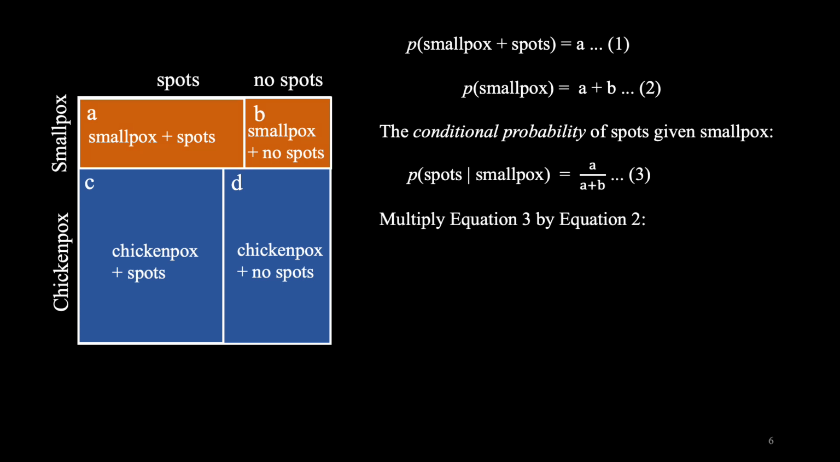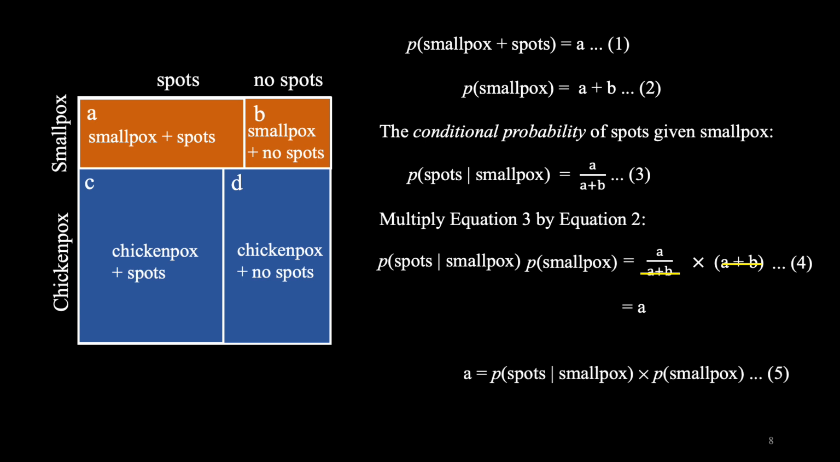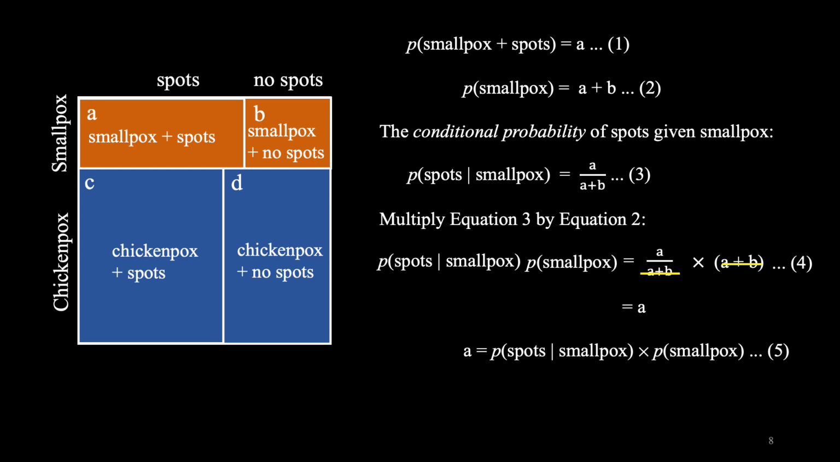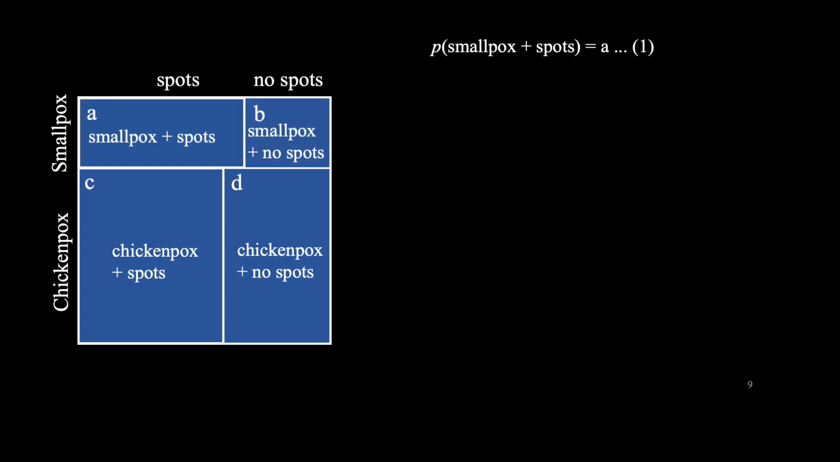If we multiply equation 3 by equation 2, then we obtain equation 4. And if we cancel the term A plus B on the right hand side, then that leaves A. For convenience, we rewrite equation 4 like this. We now have our first expression for the area A. We find the second expression for the area A as follows.